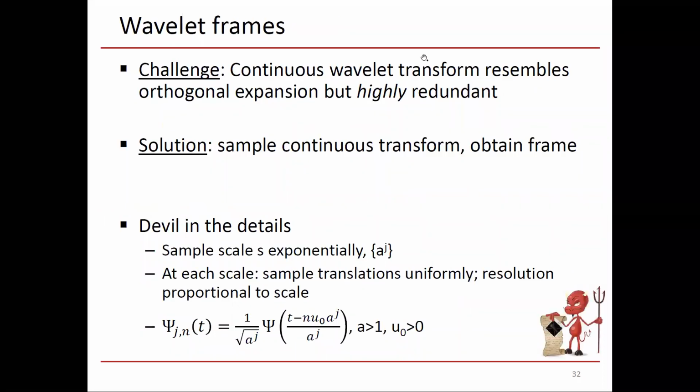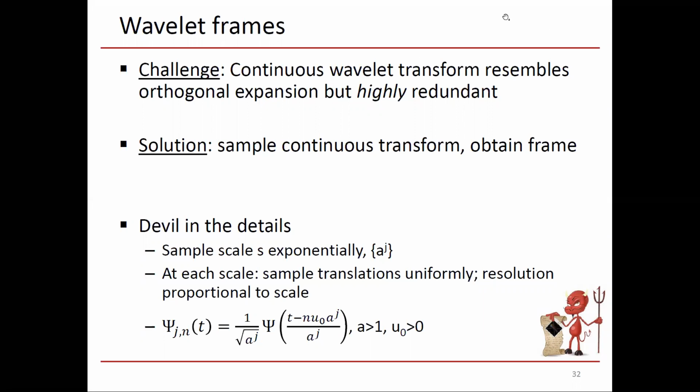Okay, so we've talked about the wavelet transform. We've talked about inverting it, but what about the following challenge? The continuous wavelet transform is kind of similar to an orthogonal expansion because things have unit energy, and if you look at different scales and so on, you're going to have things that are somewhat orthogonal, perhaps not exactly orthogonal.